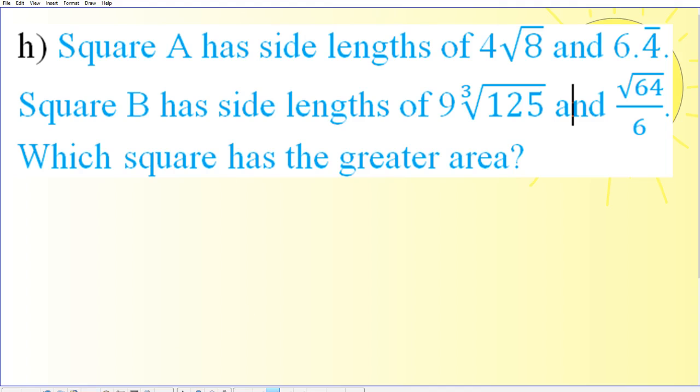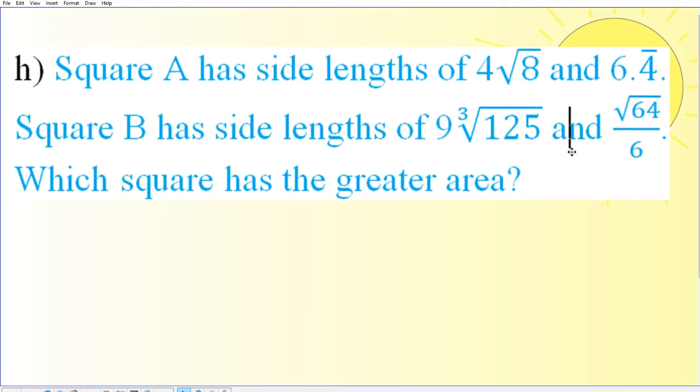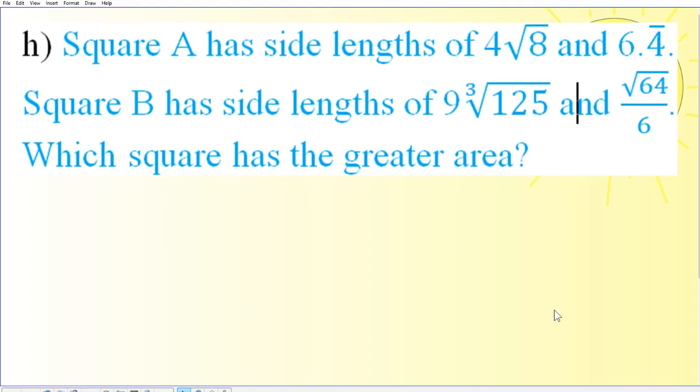Letter H, and I don't know why there's a little line hiding. Oh well, guess he's stuck in there. Letter H says, square A has side lengths of 4 square roots of 8, and 6.4 repeated. Square B has side lengths of 9 cube roots of 125 and square root of 64 over 6. Which square has the greater area?